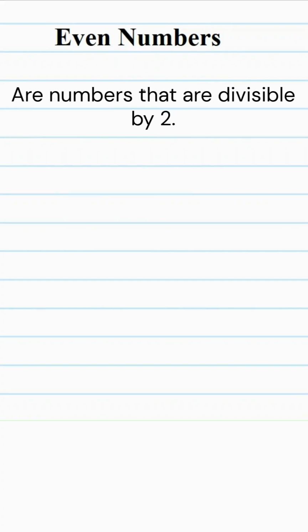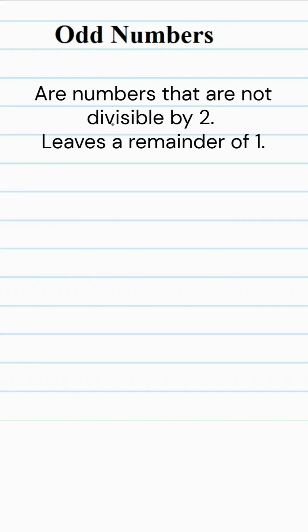Our next number is the even numbers. Even numbers are those numbers that are divisible by 2. It leaves no remainder. For example, of even numbers, we can have negative 4, negative 6, 0 is an even number, 2 is an even number, 6 is an even number. When you divide them by 2, it gives you a digit with no remainder. So they are even numbers.